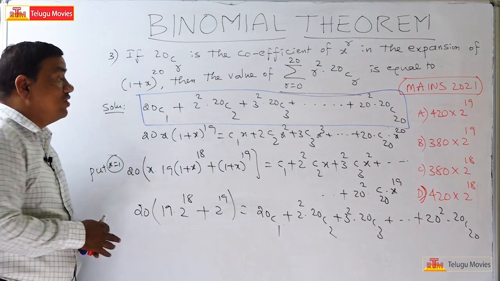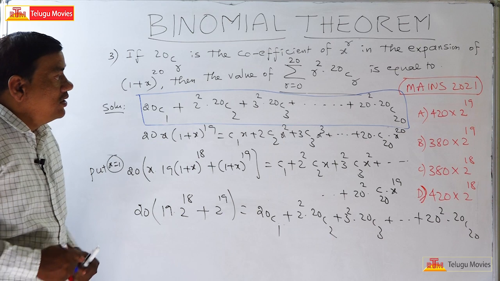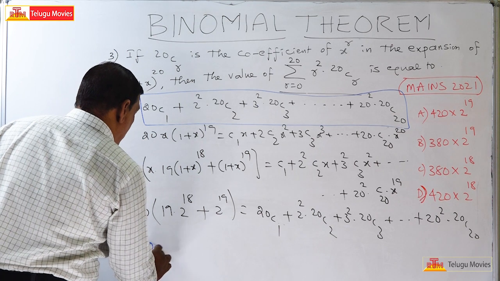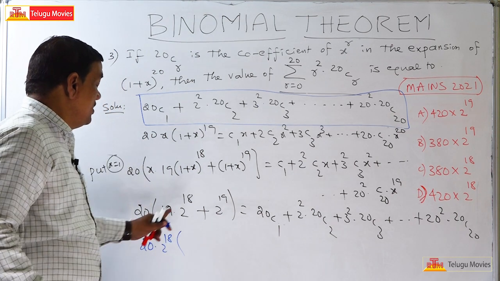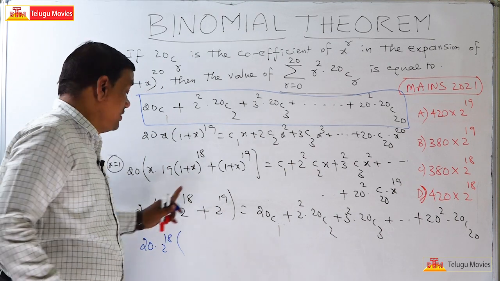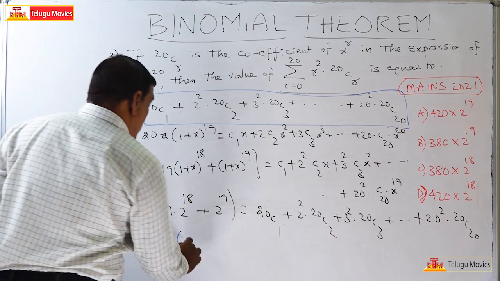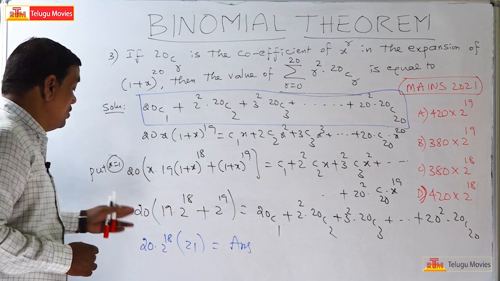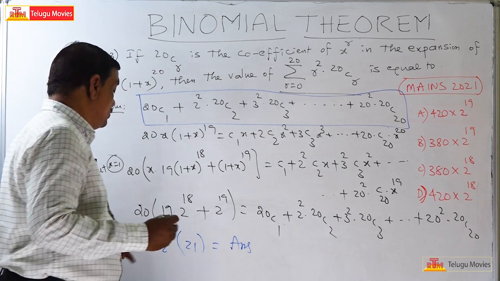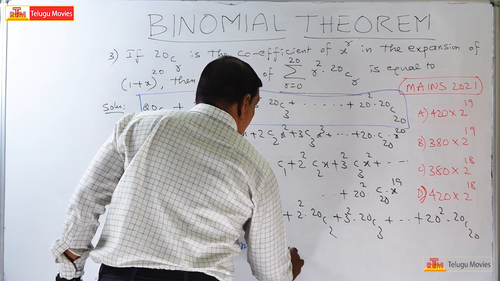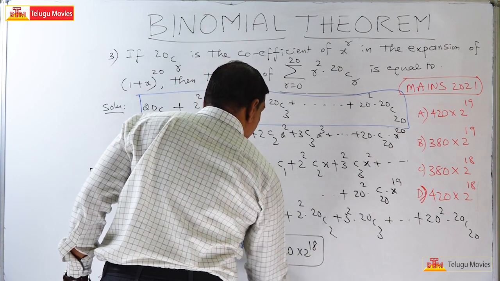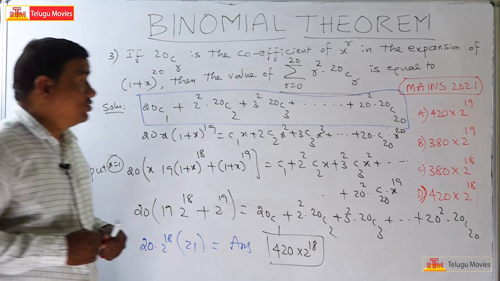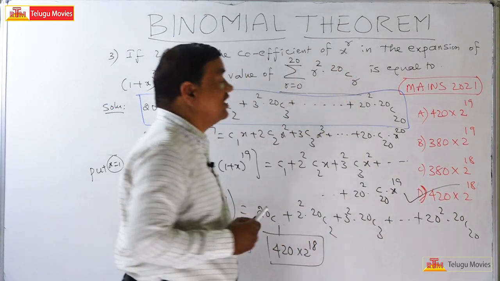Now, let us find out this value. Here you can take 2 power 18 common outside. So, that is equal to 20 into 2 power 18 if you take common outside. Here 19, here 2 will be there, 19 plus 2, 21. So, that is the required answer. This is 20 into 21, which is equal to 420. So, 420 into 2 power 18 means option D is clearly your answer.